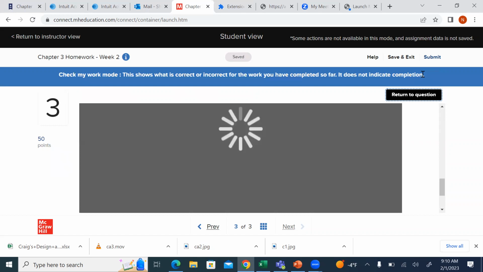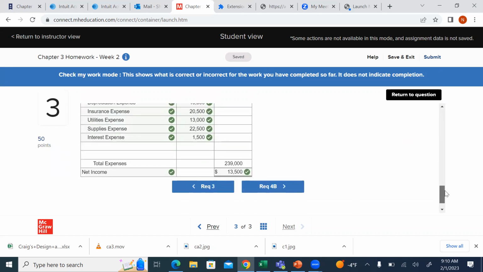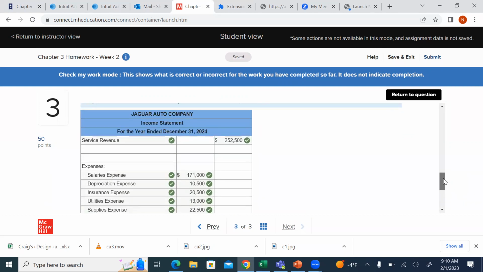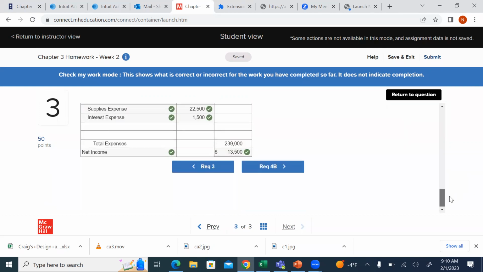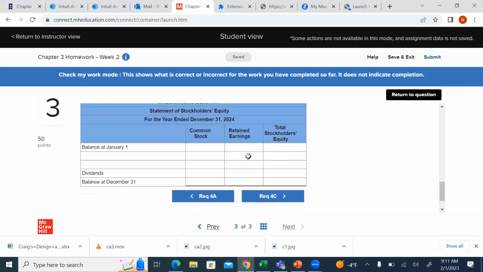Hence why I'm doing this, to show you can mess it up if you go too fast like I do. Does that make sense so far? So we did the income statement. We need that net income of 13,500 in order to complete the statement of stockholders' equity.